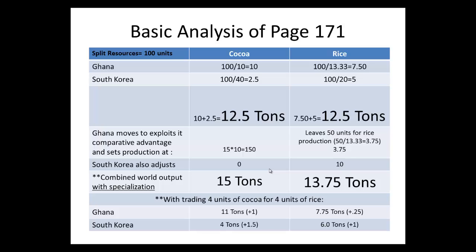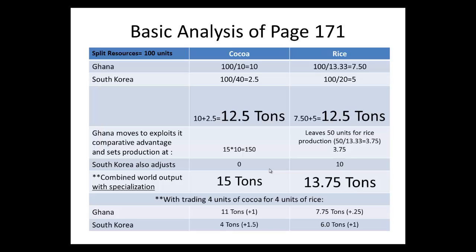Now let's say South Korea also adjusts, and South Korea decides to specialize. Again, notice that these two countries made two different decisions on how to handle their economy. Ghana ramped up production and Korea specialized. So Korea is going to make no cocoa and make only rice. From a world perspective, the world now has 15 tons of cocoa and 13.75 tons of rice. The world has more, and there's also something available now for trade.